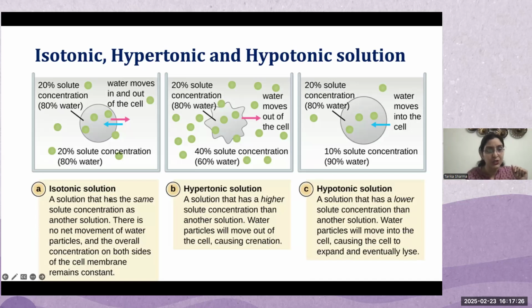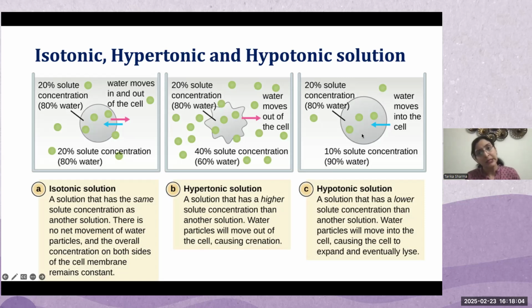When we talk about isotonic solutions, because they have the same solute concentration as the other solution, there is no net movement of water inside and outside the cells. Usually, they are the preferred type of solutions which we use in terms of crystalloids. The next one is your hypertonic solution, where you have a higher solute concentration than the other solution, and the water particles will be moving out of the cell. So here you can see that because of this difference in the osmolality, the water particles will be moving outside the cells, and because of which the cells will shrink.